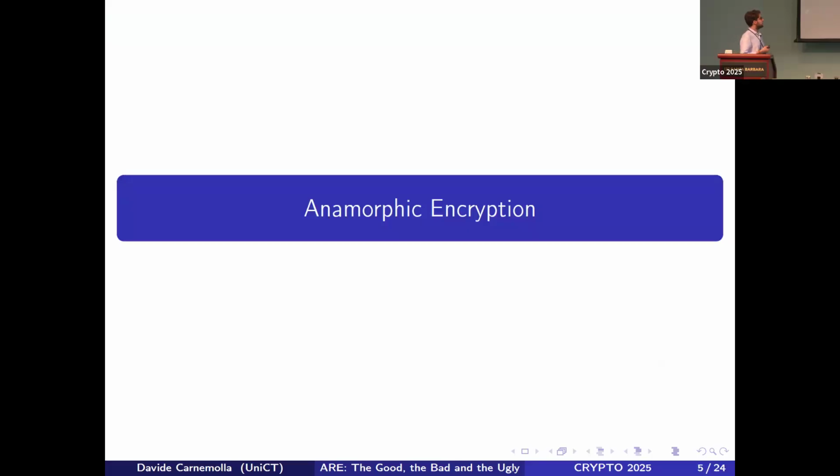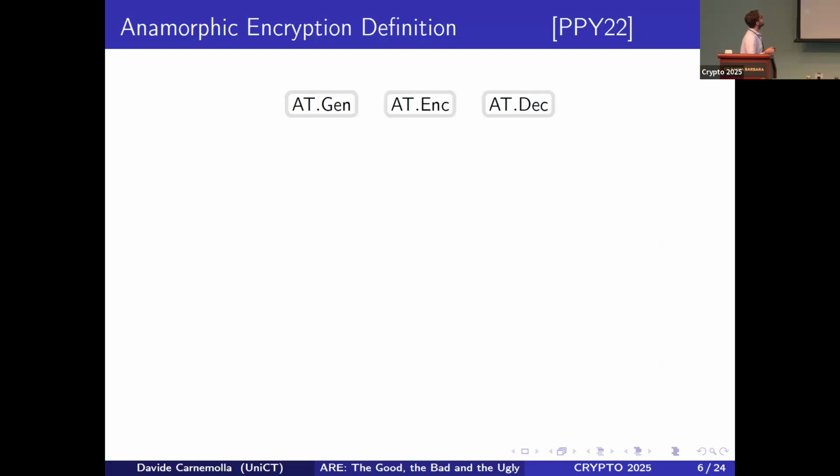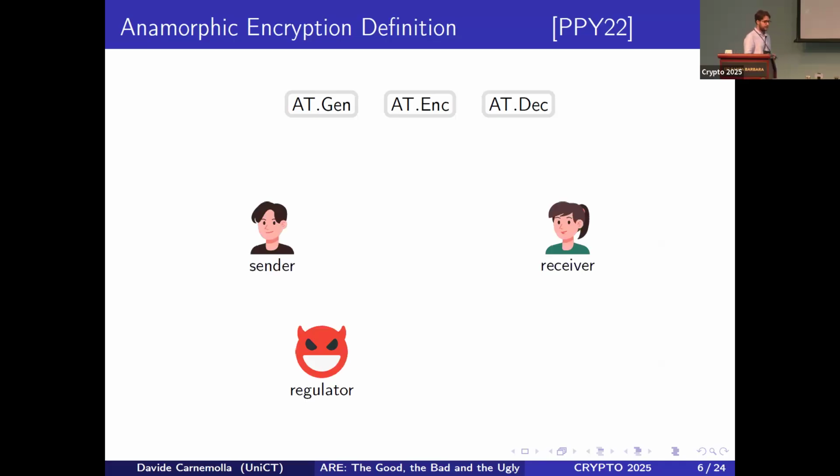So this is the reason why anamorphic encryption was introduced. In particular, we can define anamorphic encryption as a triplet of algorithms. Again, we have a sender, a receiver, and a regulator. But now, when the receiver calls the generation algorithm, she generates a public key and a secret key, but also an additional key that we call the double key that is shared with the sender.